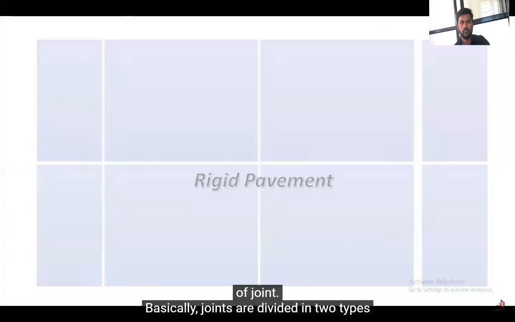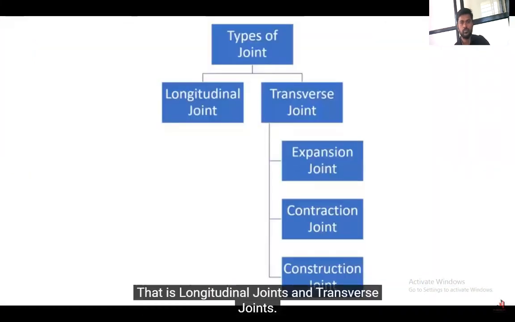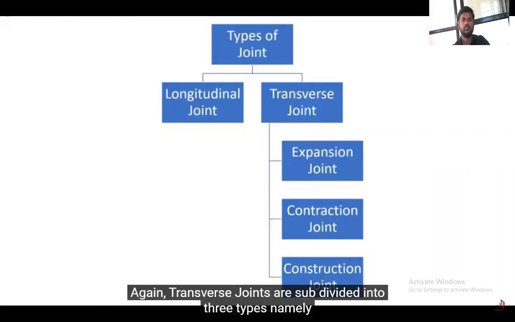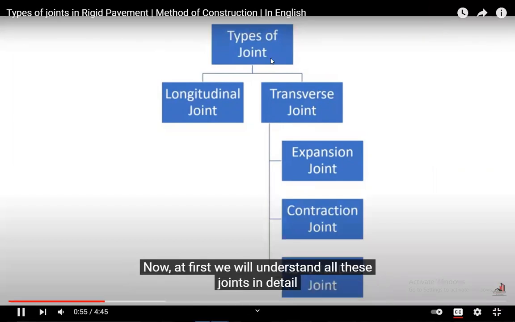So at first we will go through the types of joints. Basically, joints are divided into two types, that is longitudinal joints and transverse joints. Again, transverse joints are subdivided into three types, namely expansion joint, contraction joint and construction joint. Now at first we will understand all these joints in detail.